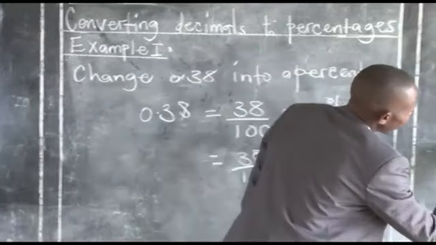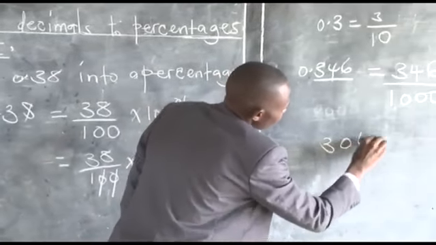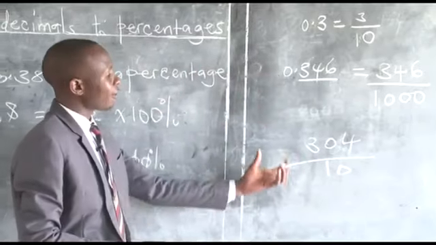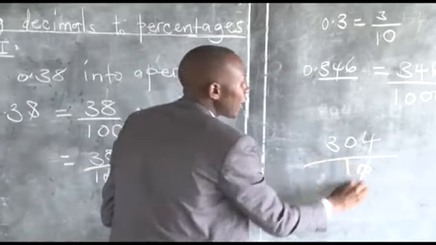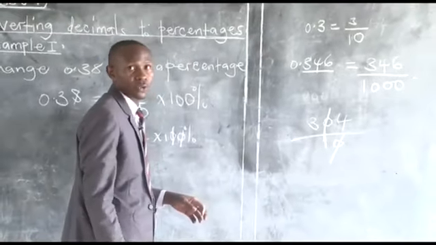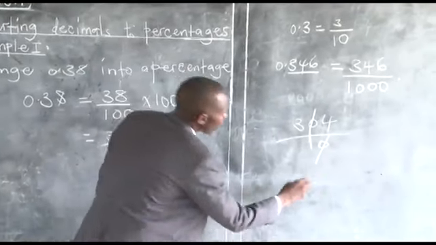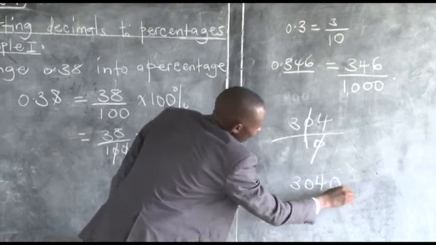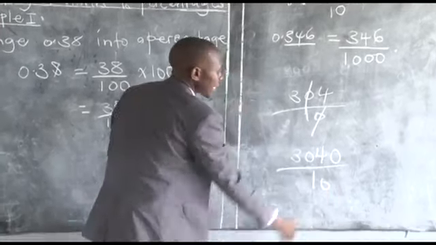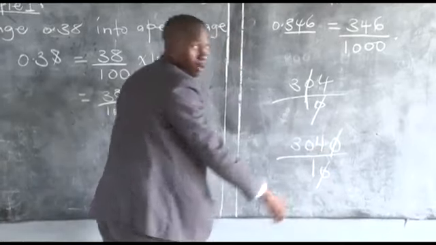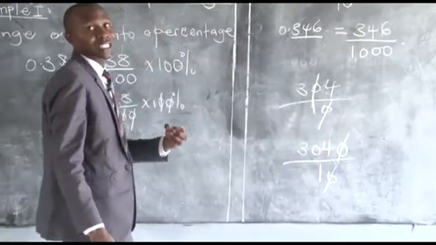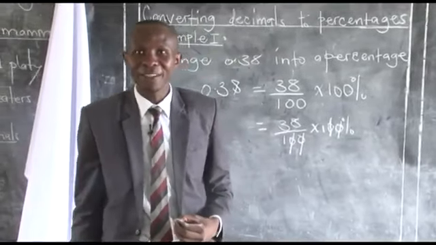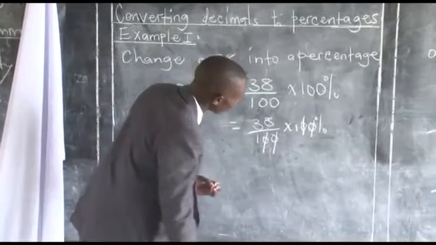You may have a number like 304 out of 10. When you have a number like this one, you are not allowed to cancel these zeros. But if you have a number like 3040 out of 10, you can cancel this 0 with the last 0. But you don't cancel the 0 which is in the middle of the number. So let's proceed with what we are having here.